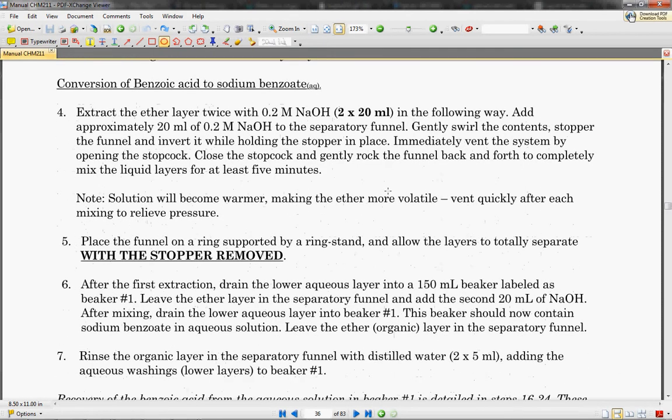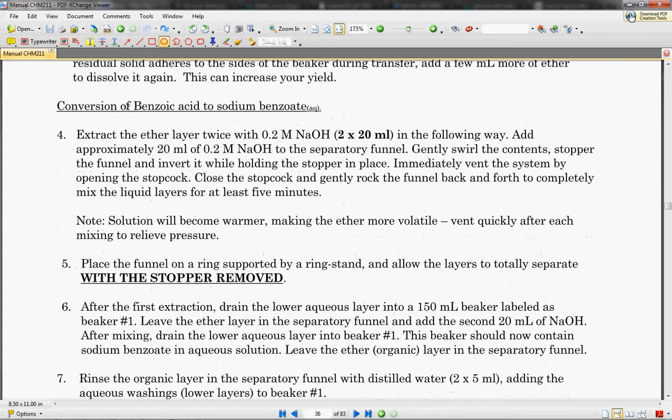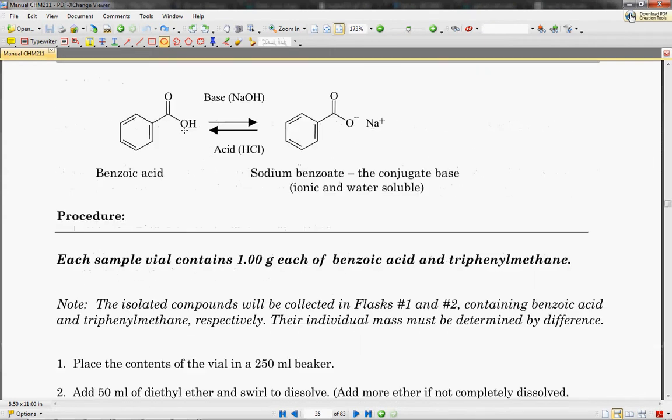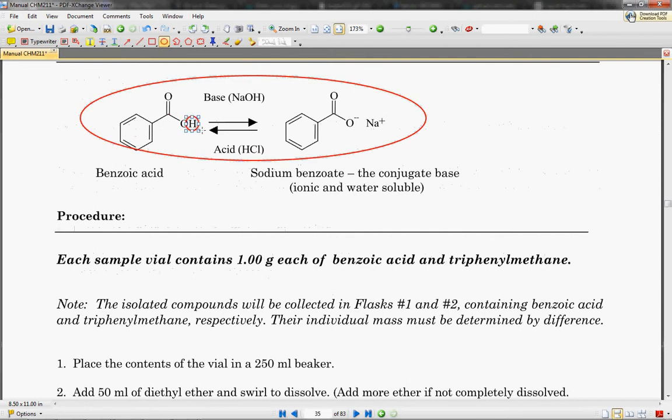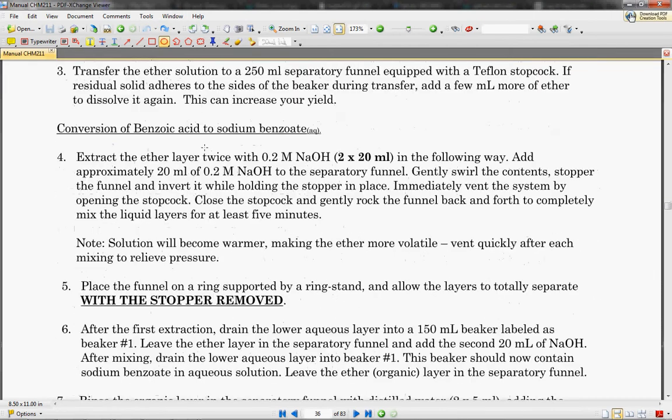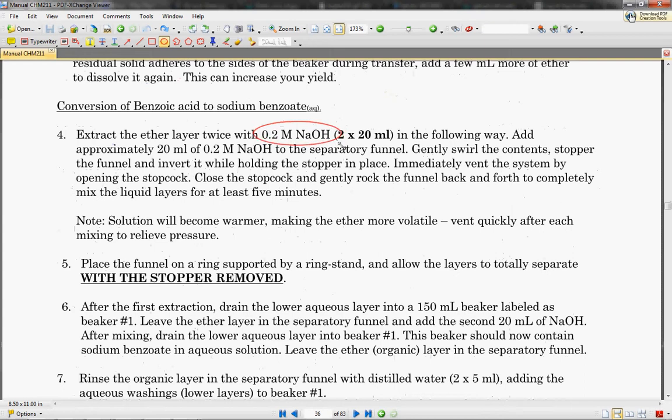Then we're going to mix it up and extract the benzoic acid, or we're going to convert the benzoic acid to sodium benzoate. That is this reaction right here. We need to remove this hydrogen, so we're going to add some sodium hydroxide. And the sodium hydroxide also contains a ton of water.